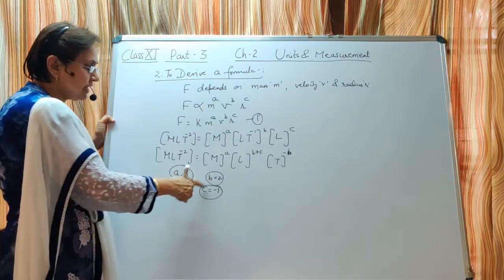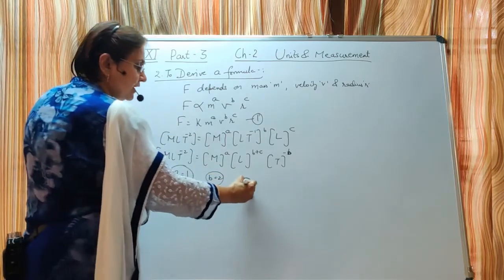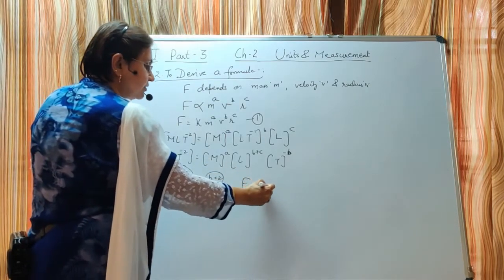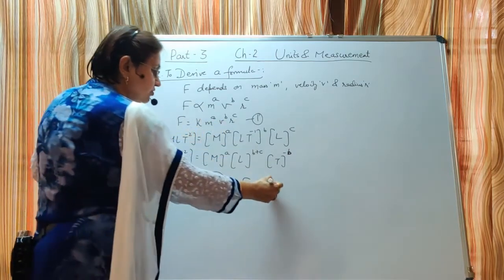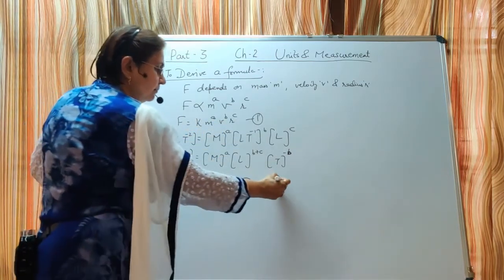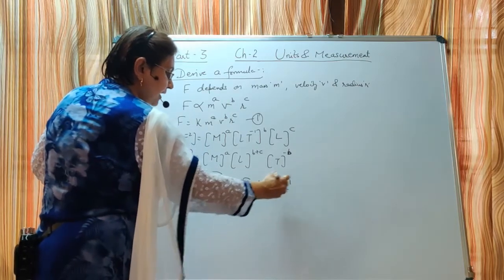Now substitute A, B and C in equation number 1. So we get the formula F is equal to K M raised to the power A, which is 1, V raised to the power B, B here is 2, R raised to the power C, which is minus 1.